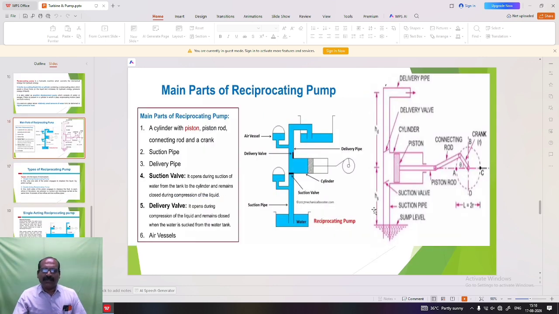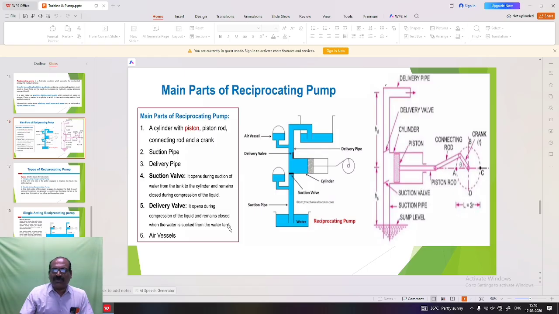The function of the suction valve is to open during the suction stroke, and water from the sump or a tank is sucked into the cylinder through the suction valve, and it closes during the compression of the liquid.